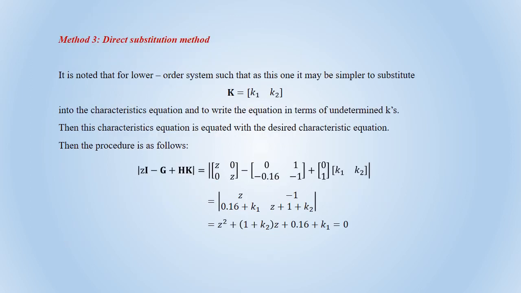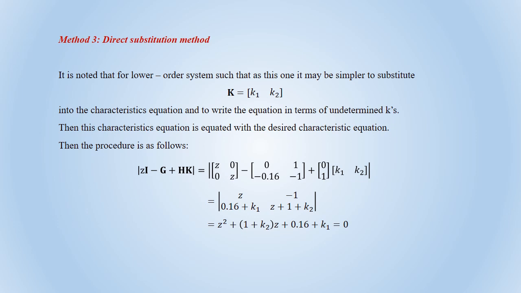The next method is what we call the direct substitution method, because we are directly going to substitute the value of K, which we will define as K1 and K2, into the characteristic equation, and we'll compare it with the desired characteristic equation with the like powers of s. This method is very easy and is helpful only for third and lower order systems. For second and third order systems we can use it, but for higher order it becomes difficult to use this particular method. So let us understand what is the procedure.